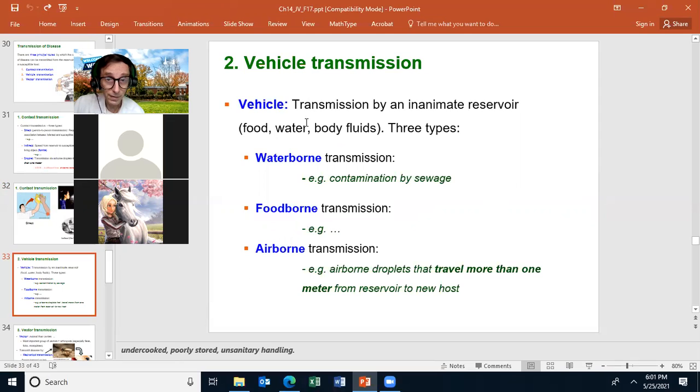Other vehicle transmission is where an inanimate reservoir spreads the disease, meaning something like food, water, body fluids, or an object can transmit the agent from one individual to another individual. A waterborne transmission is where the water transmits the agent, like contamination by sewage.